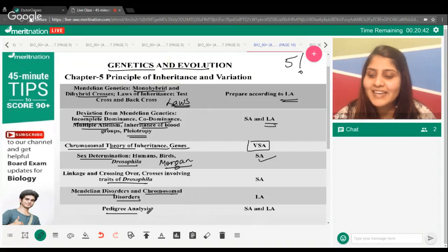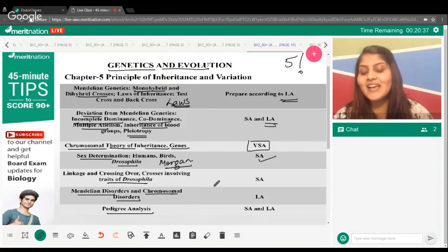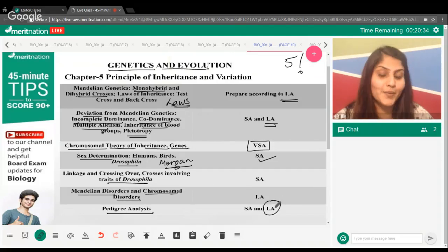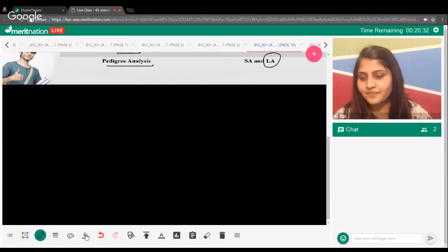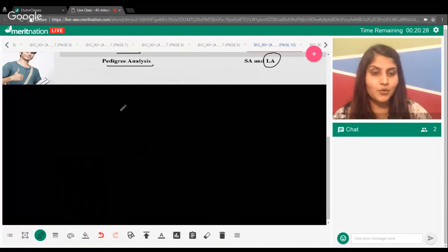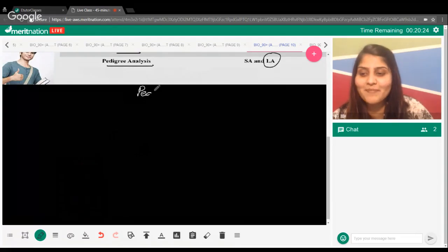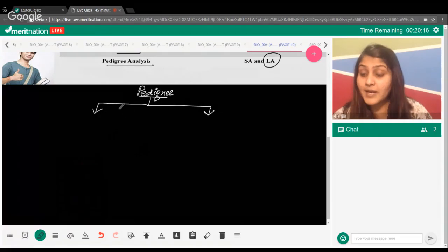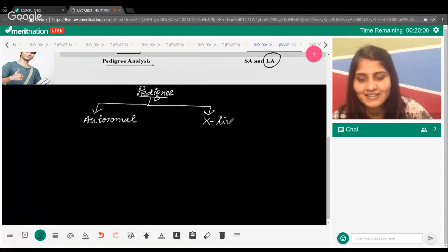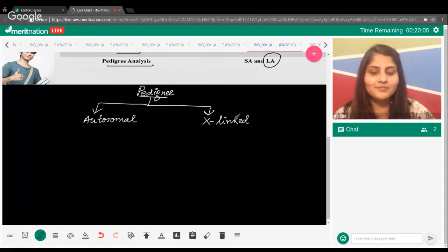Pedigree analysis. Don't tell me you hate it, right? I mean, totally lovable thing. Pedigree analysis, expect a long answer question. Now, what happens in pedigrees? Pedigree is a tasty food. Sometimes we also have to eat it, so we get good marks. We can divide our pedigree analysis into two forms, right? They can be either autosomal or they can be X-linked, isn't it? Getting some ideas? Yeah, you're getting it back.